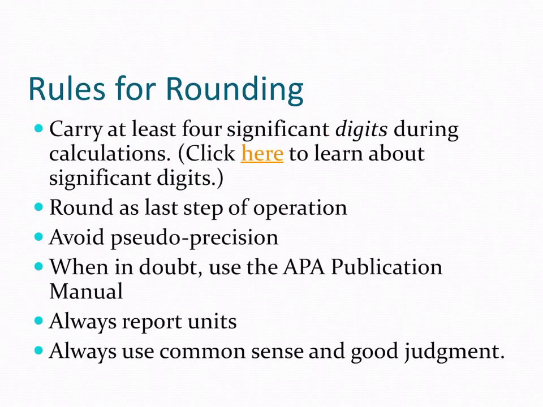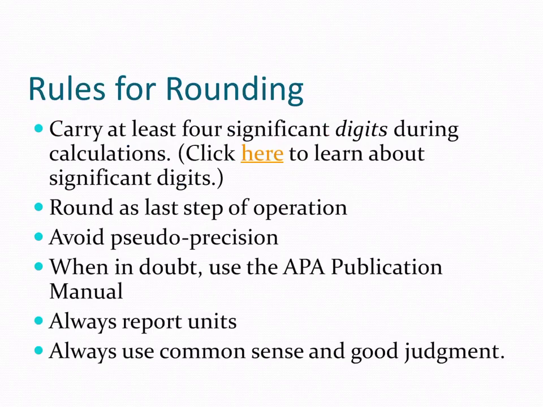Rules for rounding. I may have talked about this briefly before, but just to really hammer it home, we're going to carry at least 4 significant digits during calculations. So you want to go at least 4 decimal spots deep. You want to round as the last step of the operation.